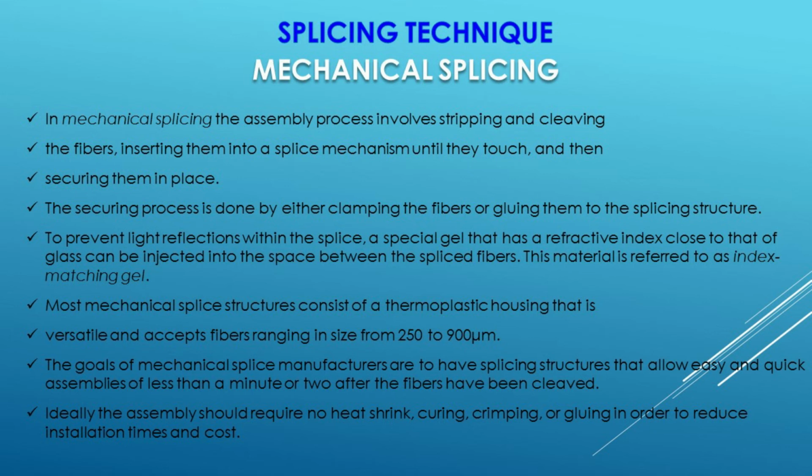Most mechanical splice structures consist of a thermoplastic housing that is versatile and accepts fibers ranging in size from 250 to 900 micrometers. The goals of mechanical splice manufacturers are to have splicing structures that allow easy and quick assembly of less than a minute or two after the fibers have been cleaved. Ideally, the assembly should require no heat shrink, curing, crimping, or gluing in order to reduce installation times and cost.